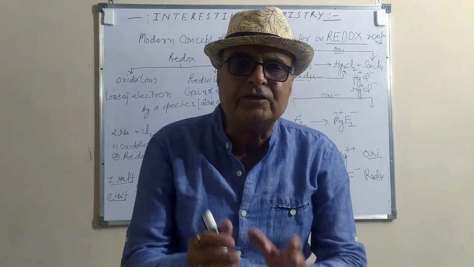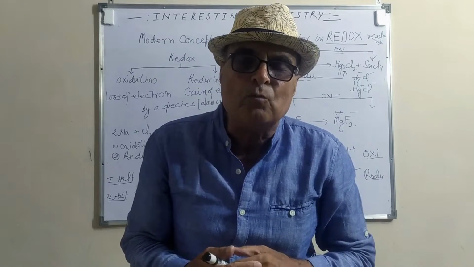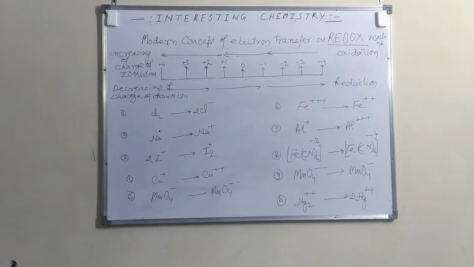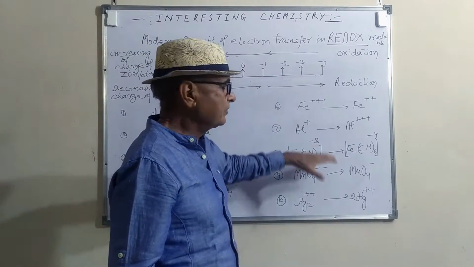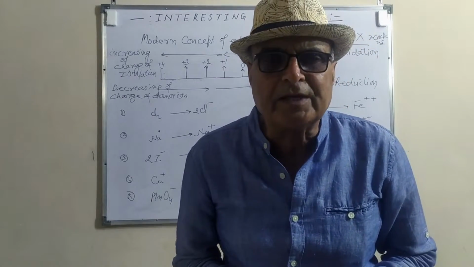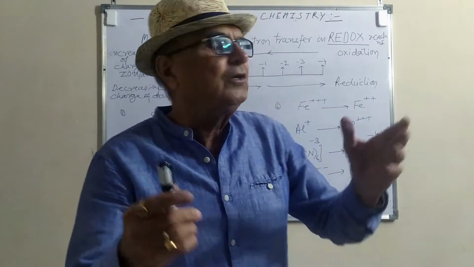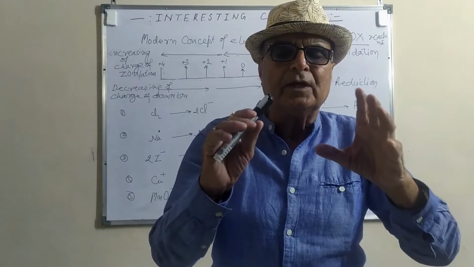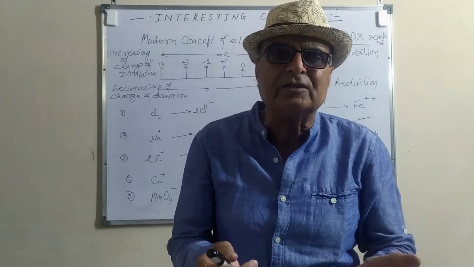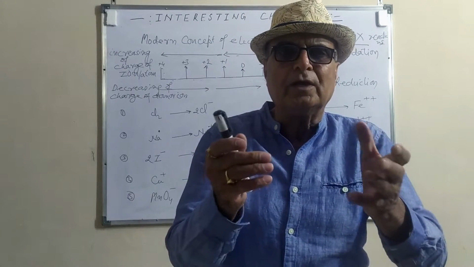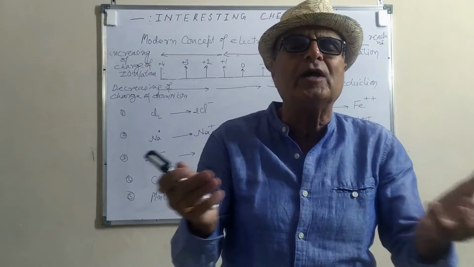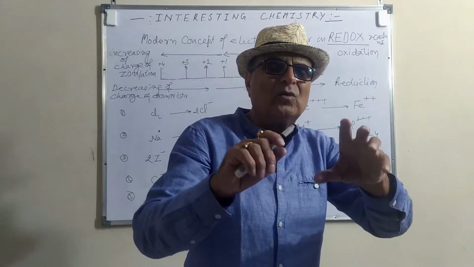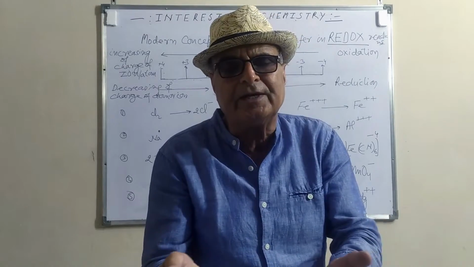Now I will give you a set of reactions and tell you more about the questions on oxidation, reduction or redox. This is a set of questions which are generally asked in your examination. In the redox reaction, generally the questions are asked in objective form. The form of the question is: select the oxidation reaction. There are four options and you have to select only one. So how will you select whether it is an oxidation or a reduction?